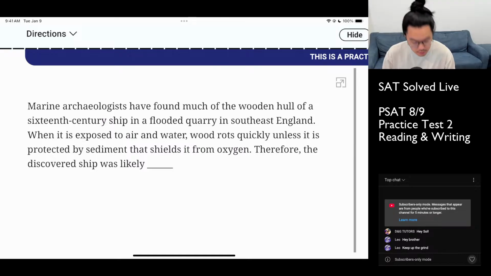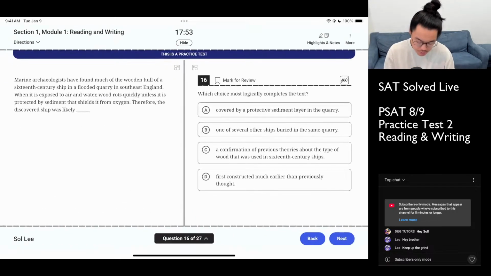Marine archaeologists have found much of the wooden hull of a... okay, if there's air and water, wood rots, unless it's protected by the sediment. Okay. It was in a flooded quarry, so it was exposed to air and water, so it was definitely shielded by some sort of sediment.